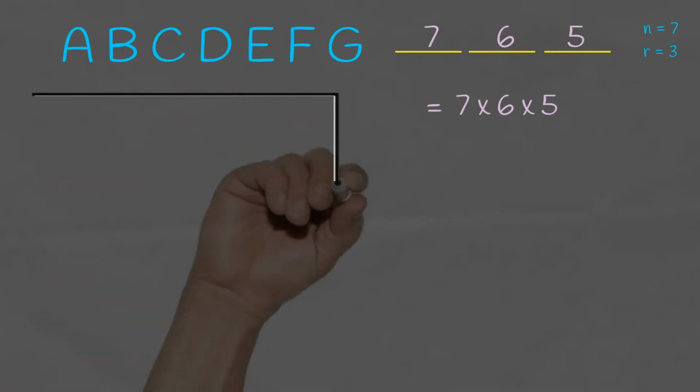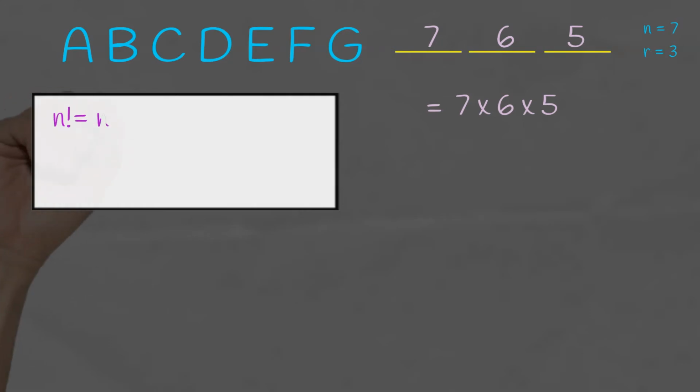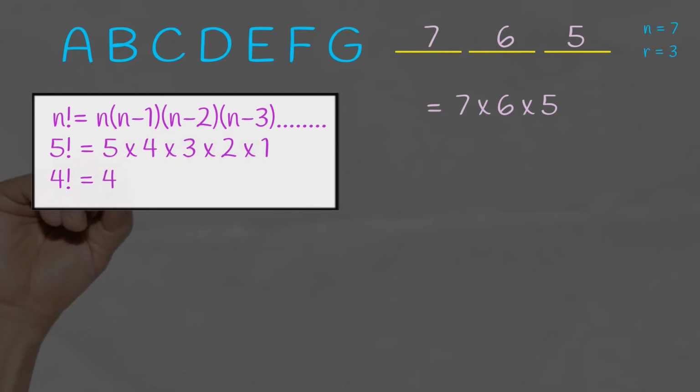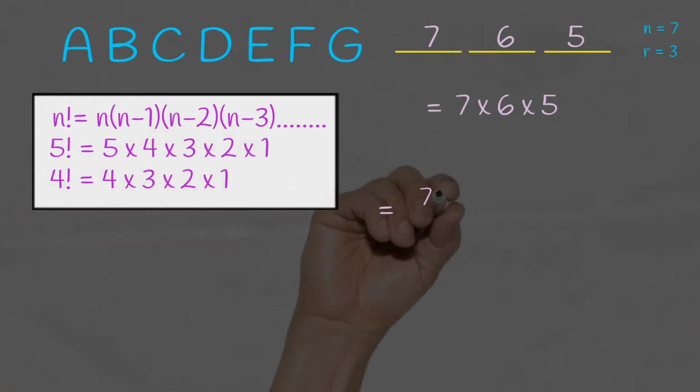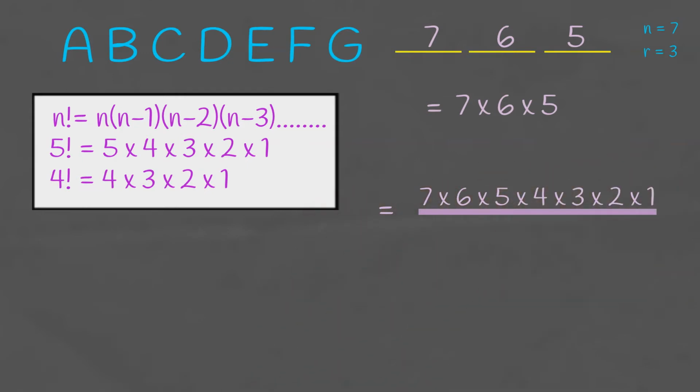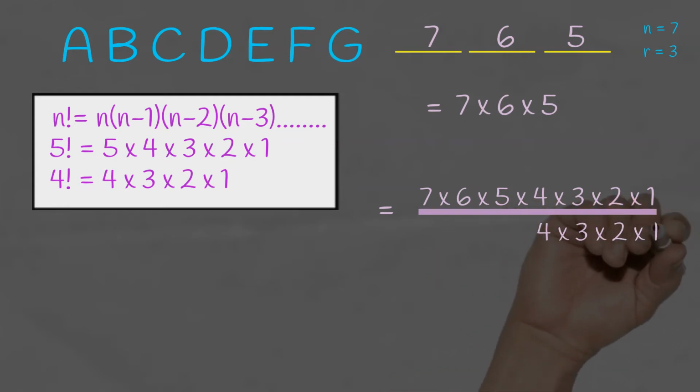Let's first have a quick recap on factorials. So n factorial is n times by n take 1 times by n take 2 times by n take 3, etc. Basically, it means that if it's 5 factorial, it's 5 times by 4 times by 3 times by 2 times by 1. Right, so knowing this information, we can rewrite the equation as 7 times by 6 all the way down to 1 and divide it by 4 times 3 times by 2 times by 1, because then you can cancel out the 4 to the 1 on the top and the bottom.